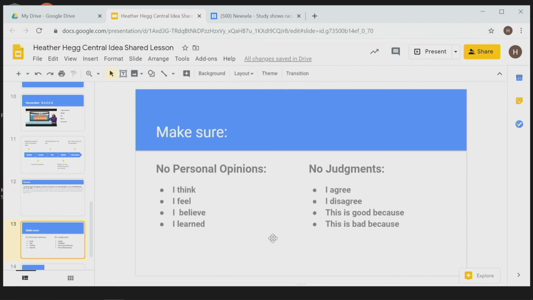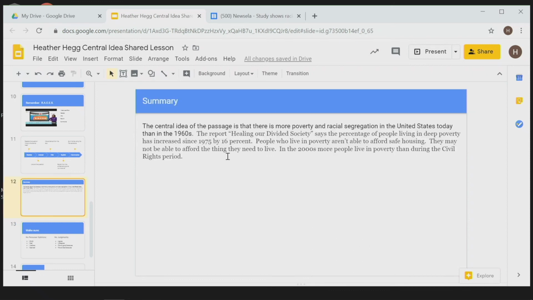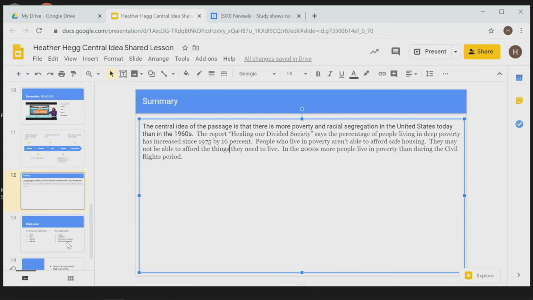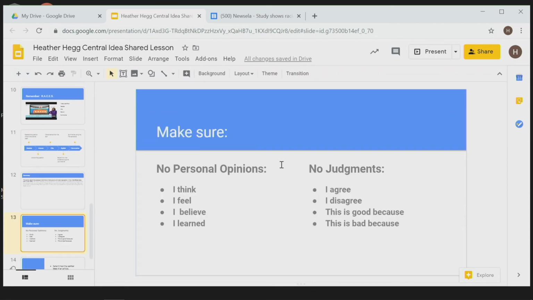Let me go back. Did I judge any of this? Did I say that I agreed or disagreed? Did I say that living in poverty was good or bad? I didn't. I did, but it was connected to the data in the article. But I didn't say I. People who live in poverty aren't able to afford housing, safe housing. They may not be able to afford the things they need to live. So this summary is free from personal opinions and judgments.